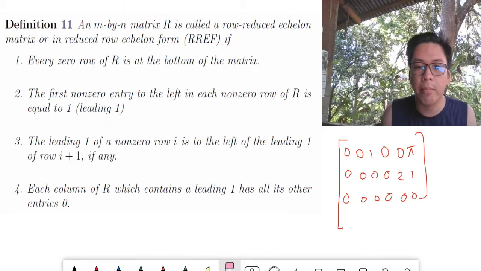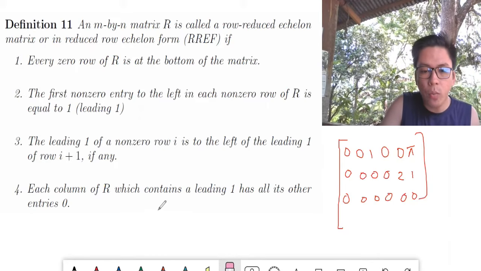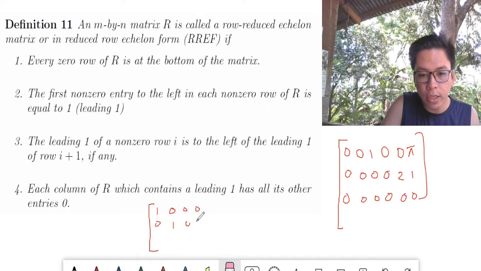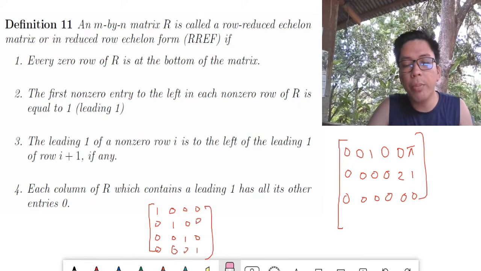Okay, so that's an example of a reduced row echelon form, or row reduced echelon matrix. One common example is the identity matrix. This identity matrix of size 4 is actually already in reduced row echelon form. That's it.